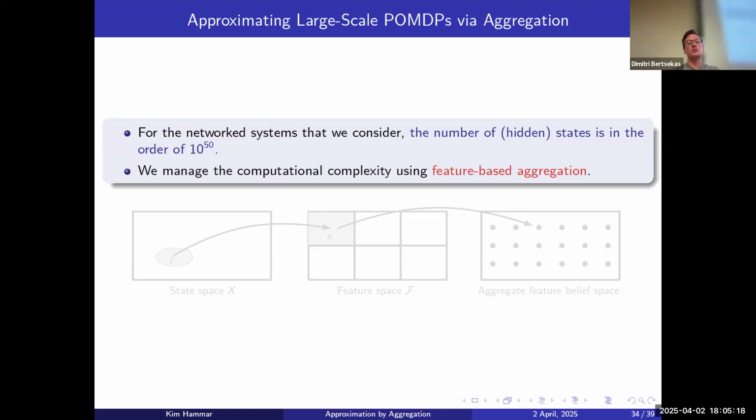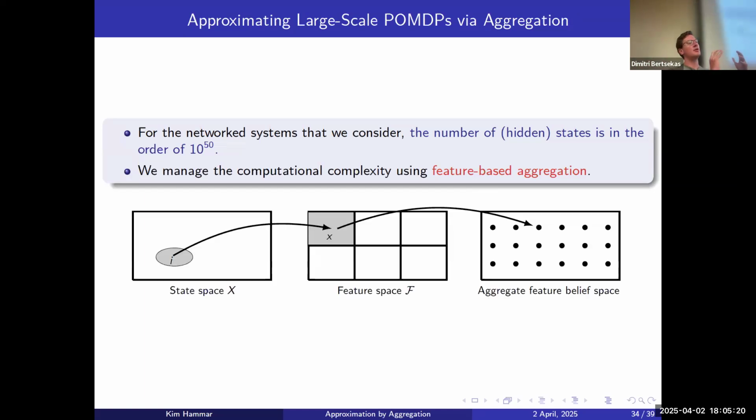Therefore, we use features where we first map our state space into a smaller feature space, and then we construct beliefs over those features, and then we aggregate them into representative beliefs. Very similar to what we did for the Rocksample problem. The only difference now is that we have this extra step with features to simplify the problem and reduce the dimension. I will show you some examples of how we can define features before we show some results.